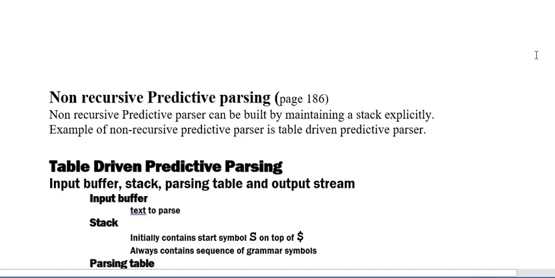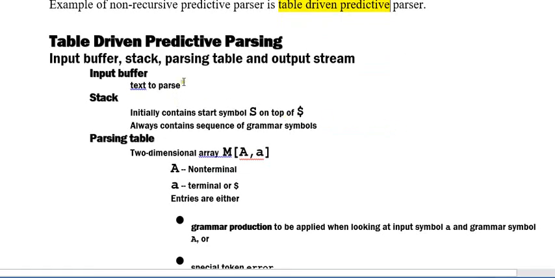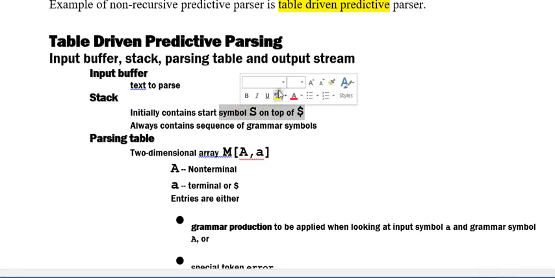A non-recursive predictive parser can be built by maintaining a stack explicitly, which is very important. An example of a non-recursive predictive parser is a table-driven predictive parser. So we need a stack and a table, and we also need an input buffer which holds the text to parse. The stack is initialized to contain the start symbol S on top of the dollar symbol, and it always contains a sequence of grammar symbols. It starts with S, and at the bottom there is always a dollar symbol.